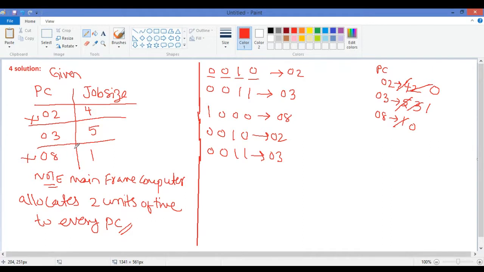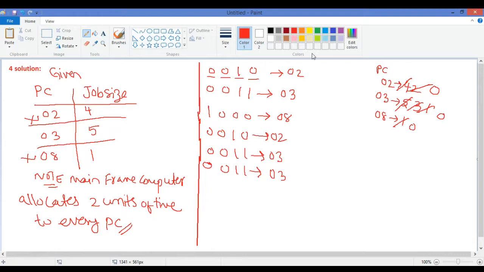After 15, again you will start from 0, 1, 2. Yeah, 2 is there, but it is already finished. 3 is not finished, so again 3 will repeat here: 0, 0, 1, 1. 3 will execute again, and 3 is finished. You see, when all processes are finished, we will stop here. So when you stop, what is the binary sequence? This is the binary sequence.